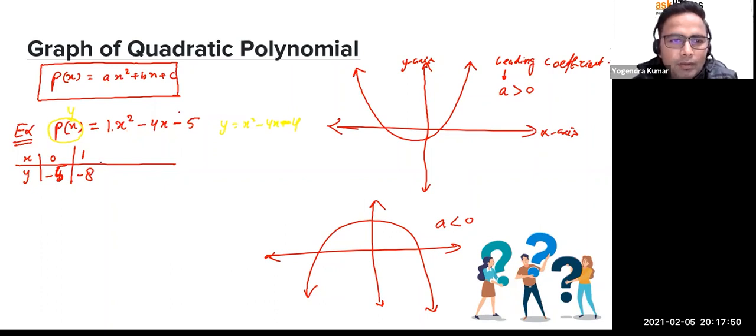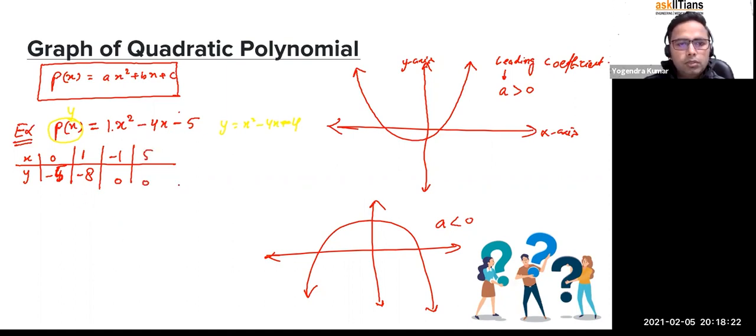Now let's take -1. What about -1 here? -1 will give me 1 plus 4 minus 5, so that will give me 0, right? What about 5? If I put x equals 5, we need a few values to decide the graph, right? That's what I want to verify. If I take 5 here, 25 minus 25, so 5 is also giving 0, right?